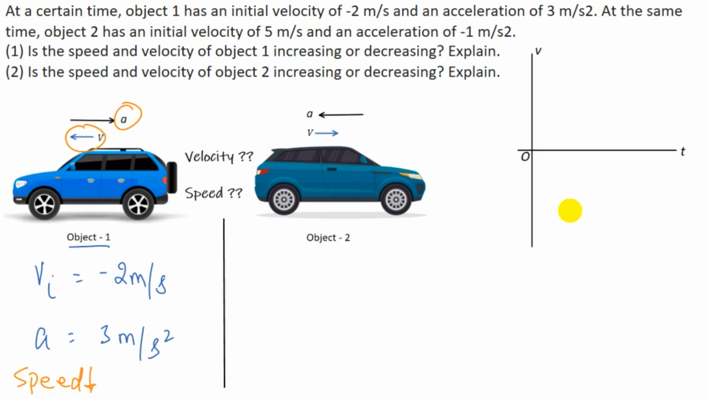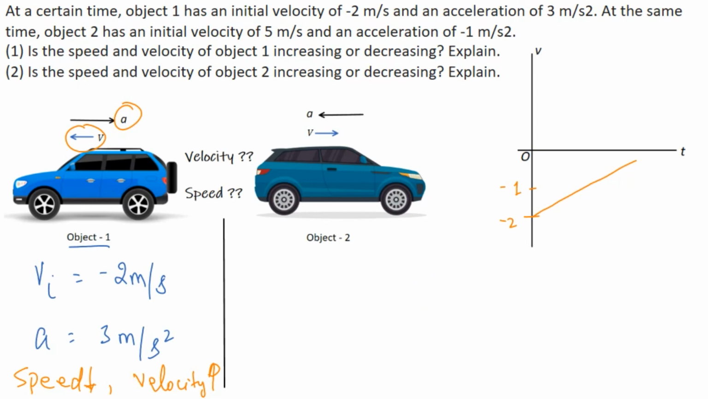Let me draw the v-t graph for this object 1. This velocity is negative, so it starts from negative and then it goes something like that. So velocity is increasing, but the speed will be decreasing because of the magnitude of the velocity. Suppose here the velocity is -2, then here it would be -1, and here it is 0. So here the magnitude of velocity is decreasing, that is, the speed is decreasing.